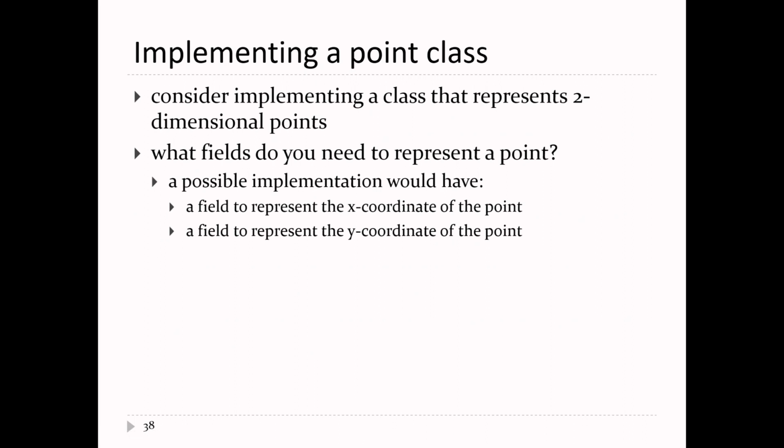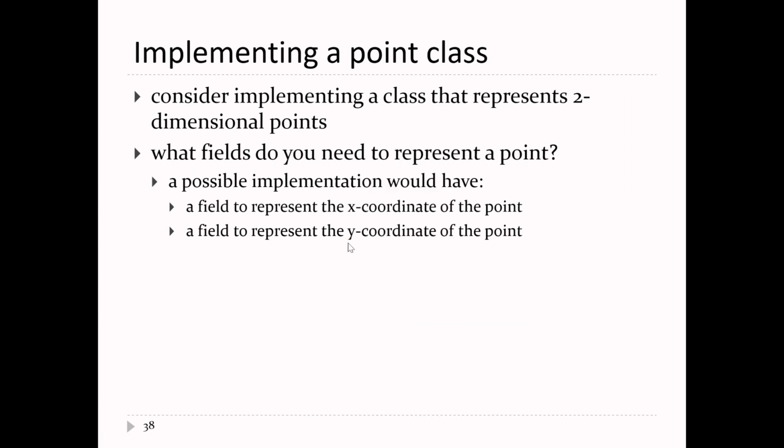So let's implement the Point2 class. We want a two-dimensional point. It's supposed to represent a real point, so it has a real x and a real y. So you ask yourself, well, what variables do I need to store the x and y coordinate of a point? The obvious answer is, well, I need a double value for the x coordinate, and I need a double value for the y coordinate.